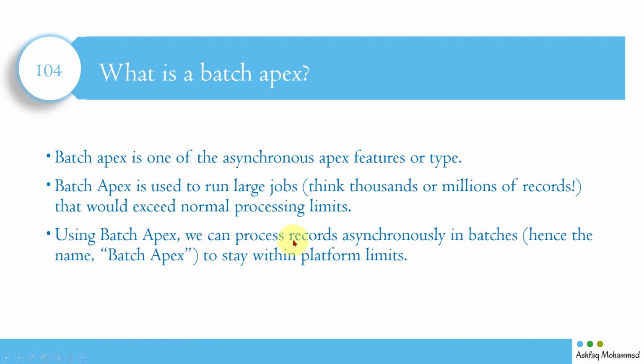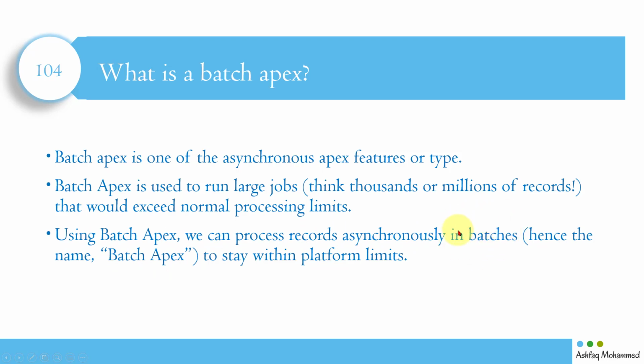Cool. So let's understand the next point. Using Batch Apex, we can process records asynchronously. Again, I have discussed this. Asynchronously means it will not be immediate. All the Batch Apex will execute on its own time. Whenever the resources are available, at that time these Batch Apex batches will be executed. Hence the name batch apex. So using batch apex, we can process records asynchronously in batches.